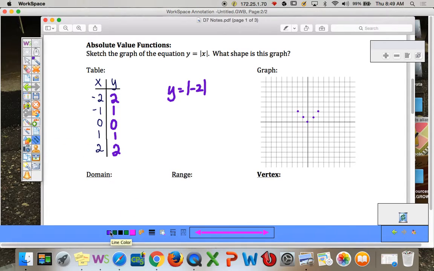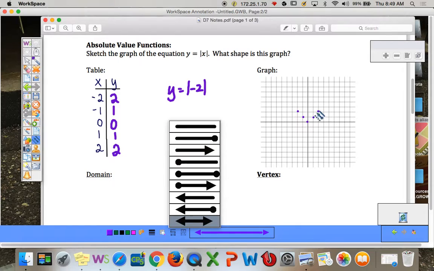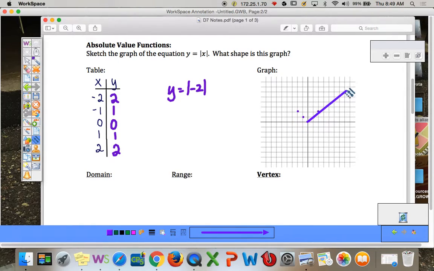A parabola is a U-shaped graph, but if we take a look at this graph, this is also like a letter, but not like a U. This will be our V-shaped graph. So absolute value, V-shaped graph. So when you see those lines there, V-shaped graph.